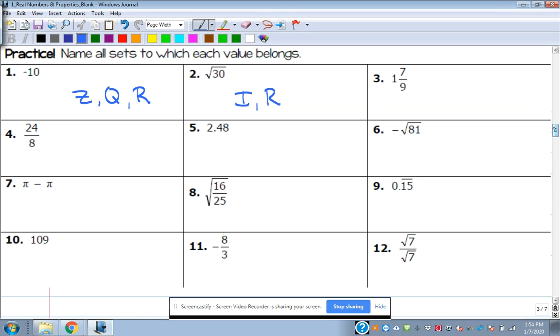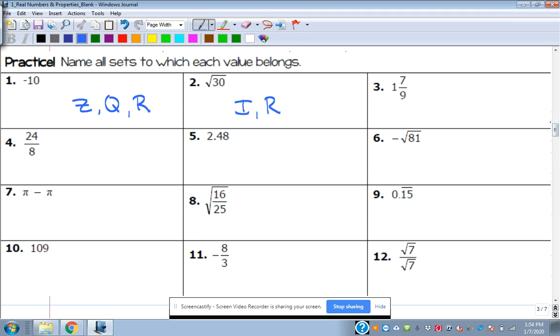All right. Let's look at number 3 there, the mixed number 1 7/9. Is that a natural number? No, it's not a count. We didn't learn to count 1 7/9, 1 8/9. So we didn't learn to count that way when we were little. So it's not a natural number. Is it a whole number? Definitely not. It's got that fraction in there. It can't be a whole number if it's got part of a fraction on it.